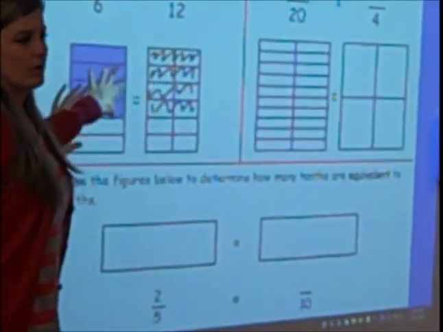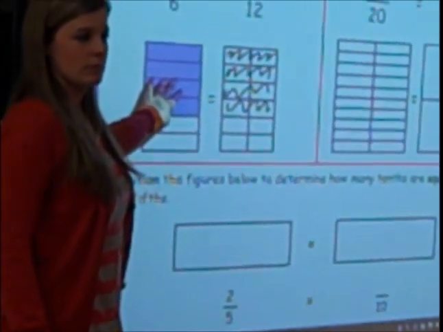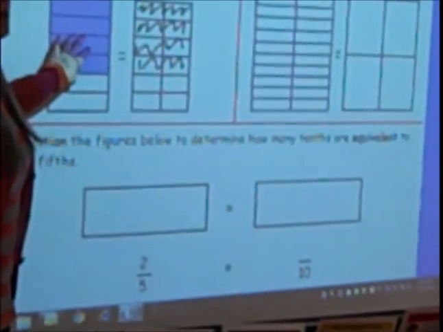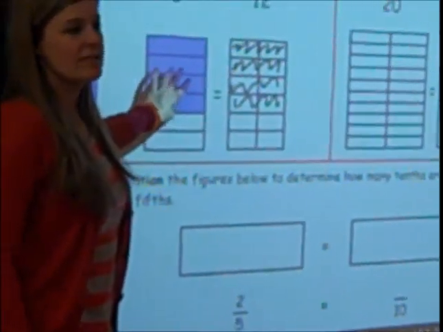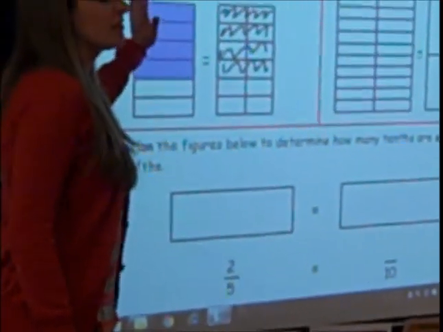Right, because when Annie came home the first night with it, there was something where she had to shade this, and then she shaded this one differently, and it was wreaking havoc with what she was trying to do. Exactly, the size of the whole has to be the same if you're comparing fractions.